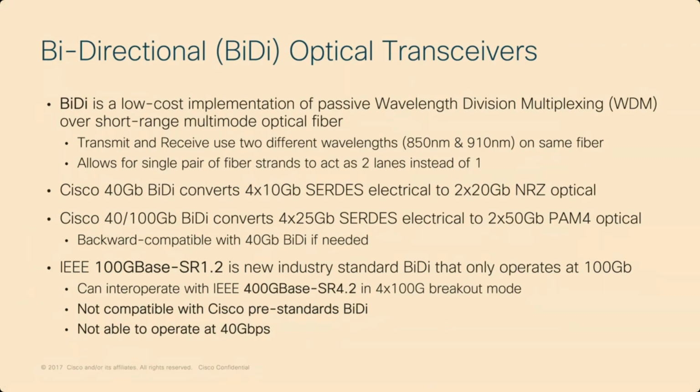Now, that can also interoperate with 400G base SR4.2 because it's basically just 4 lanes of SR1.2. And so I'll talk a little bit more about that regarding our breakouts. The other thing is, being 100 gig, you can't use this for a 40 gig speed connection. It has to be 100 gig.